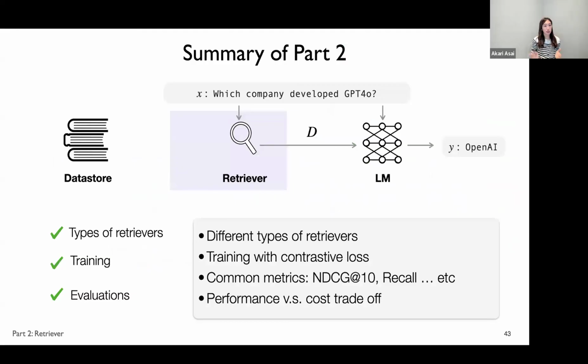In summary, this part discussed different types of retrieval models, how to train them, and their evaluation metrics, as well as the efficiency and performance trade-off. I'm happy to take questions before moving to the next section too.